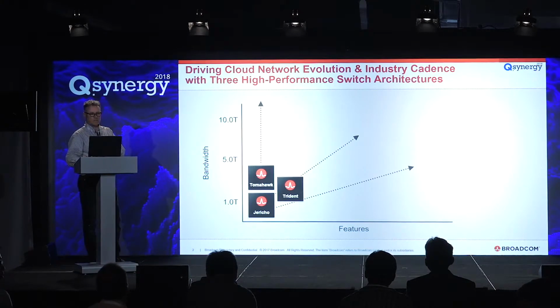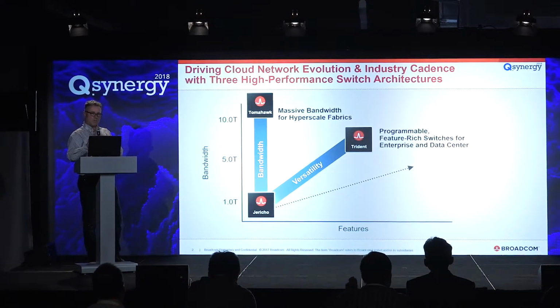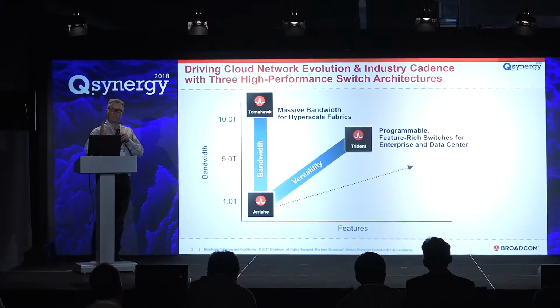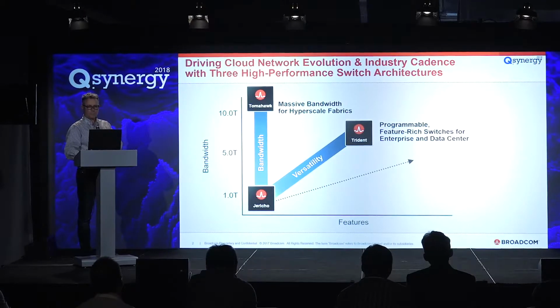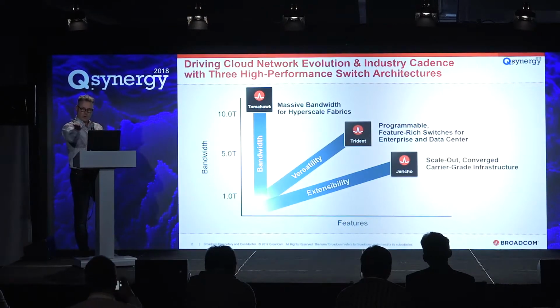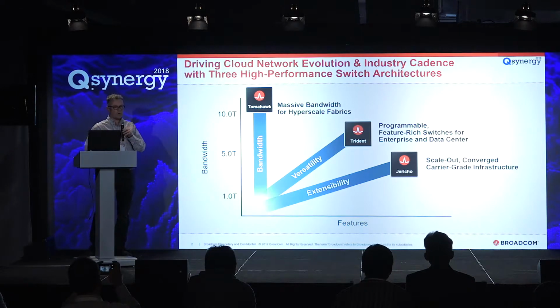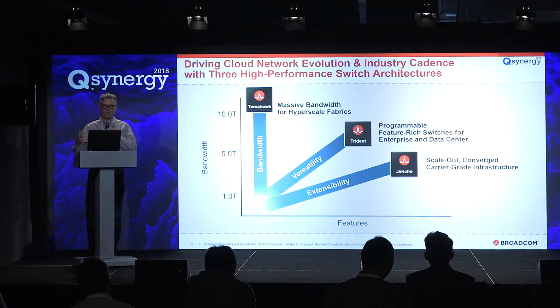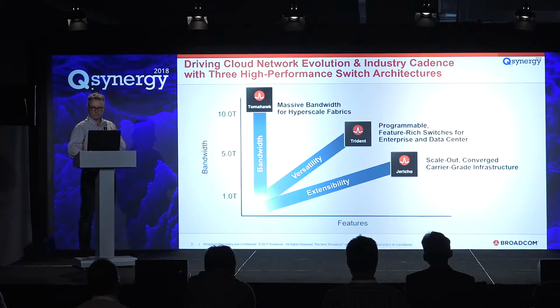Other lines here are the Trident line, which is more feature-rich, has programmability in it, more versatile. And then the Jericho line, the DNX line that Paul mentioned in the other product, focused really on flexibility, massive scale, programmability. So different and complementary product lines.